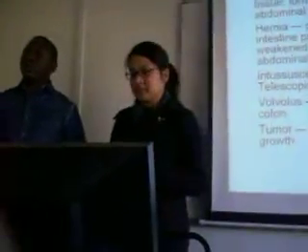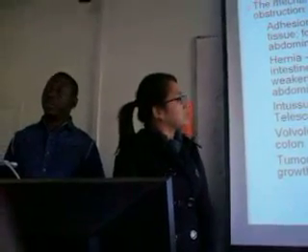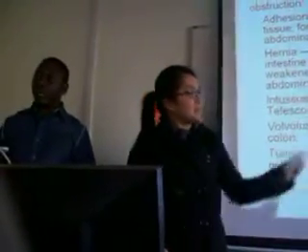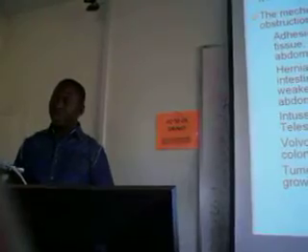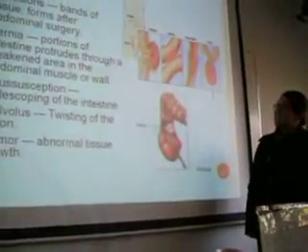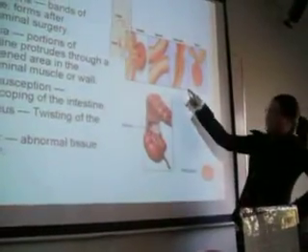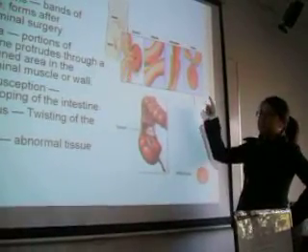The mechanical causes of the obstruction: adhesions, bands of tissue that form after abdominal surgery. Hernia, a portion of the intestine protrudes through a weakened area in the abdominal muscle or wall. Intussusception, a telescoping of the intestine. Volvulus, twisting of the colon. Tumor, abdominal tissue growth.